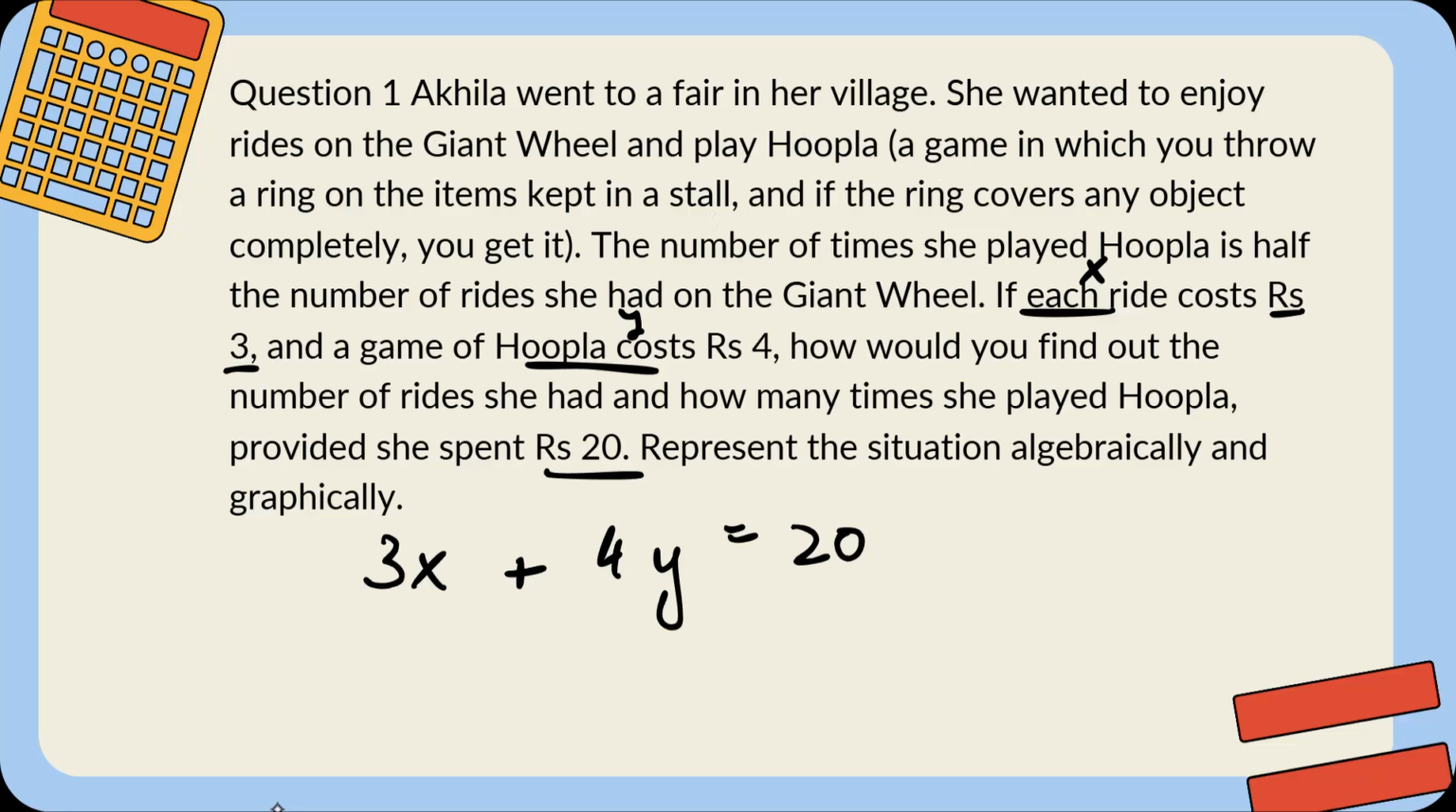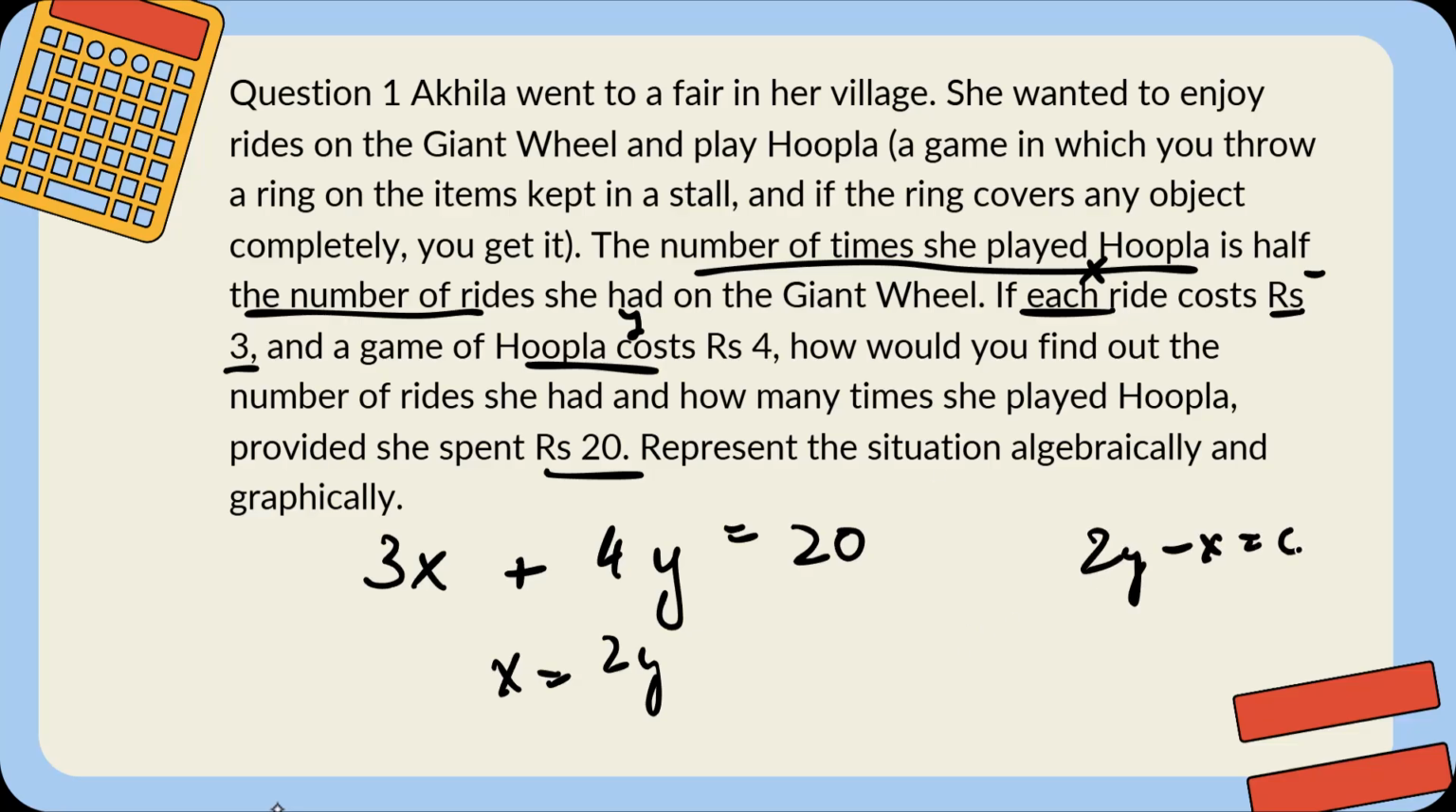The number of times she played hoopla is half the number of times she rode the rides. So what happens? Very simple. We have another equation. The second equation will be x is equal to 2y, right? The number of times she played hoopla is y. y is equal to x by 2. It is half. So x is equal to 2y. So x minus 2y, or 2y minus x, is equal to 0. So this is the second equation.